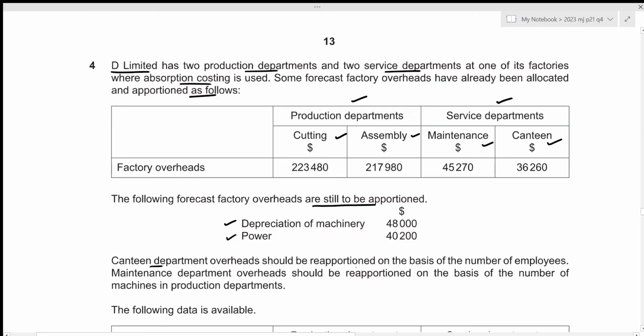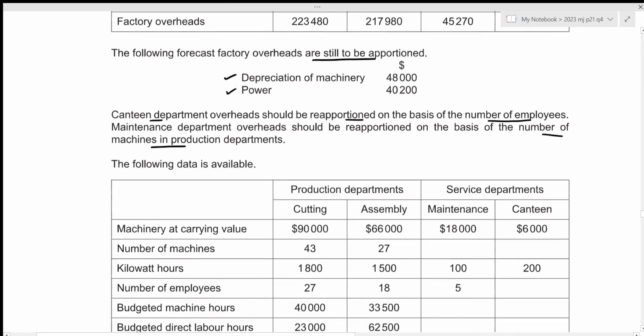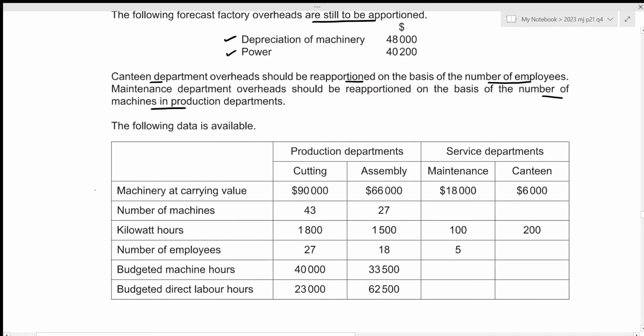Then canteen department overheads should be reapportioned on the basis of the number of employees. Maintenance department overheads should be reapportioned on the basis of the number of machines in production departments. We're also given the following data, which consists of the machinery at carrying value, number of machines which will be required in order to reapportion our maintenance department overheads. Then we're given kilowatt hours, number of employees which will be required in order to reapportion the canteen department overheads. Then we're also given budgeted machine hours as well as budgeted direct labor hours.